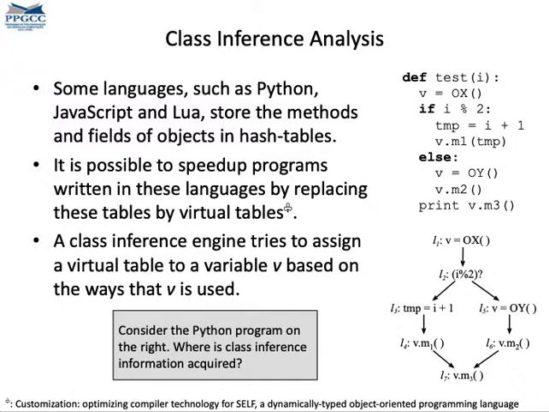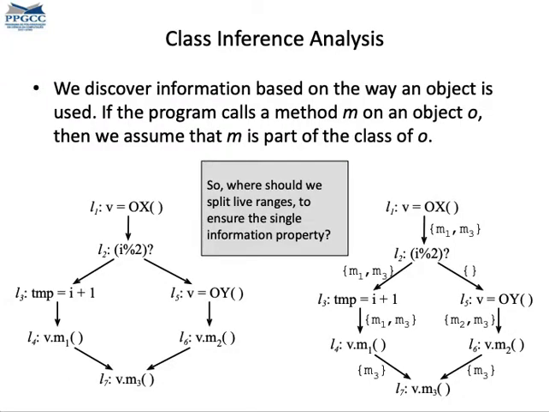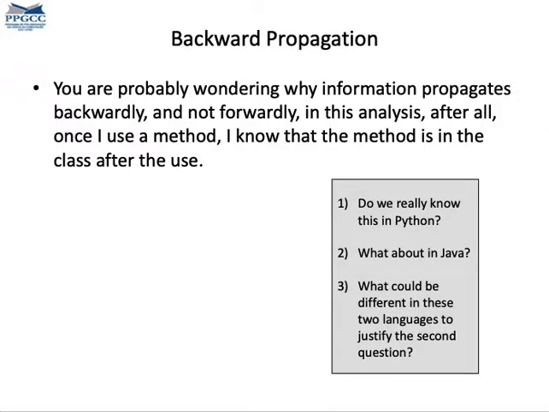We shall use this program on the right to explain how the analysis works. We discover the type of an object, that is, the methods that belong to it, based on how that object is used. Whenever a method is invoked on an object, we know that the object must have that method, at least in the program point immediately before the invocation happened. We are, of course, simplifying the analysis, but an important question is, why does information propagate backwardly?